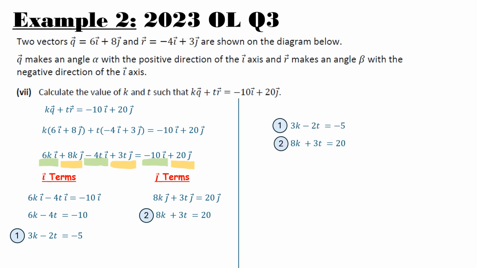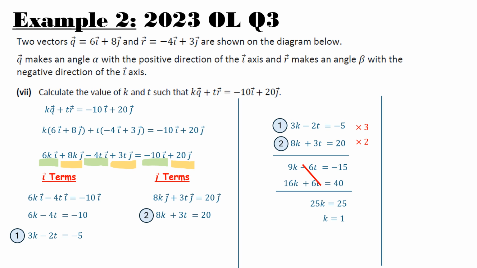So now we just have a simultaneous equation. I'm going to multiply the top by 3 and the bottom equation by 2, which gives us these two equations. Watch out when you're multiplying to make sure you do the constant at the end. I've made the t's eliminate, so they're gone. That leaves me with 25k equals 25, so k equals 1.